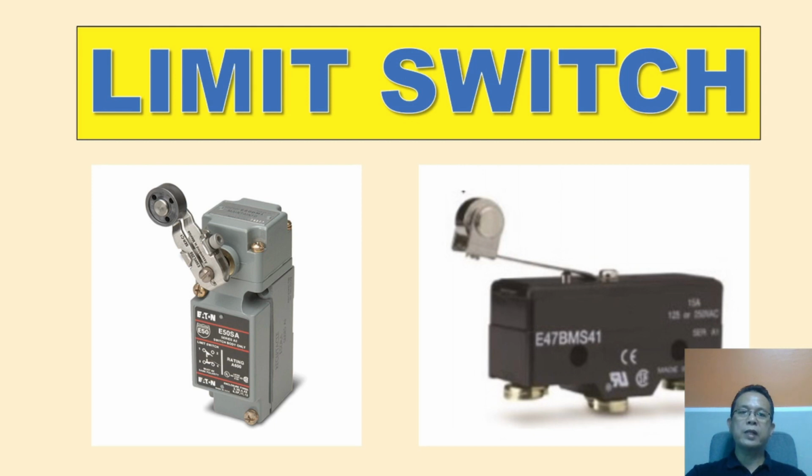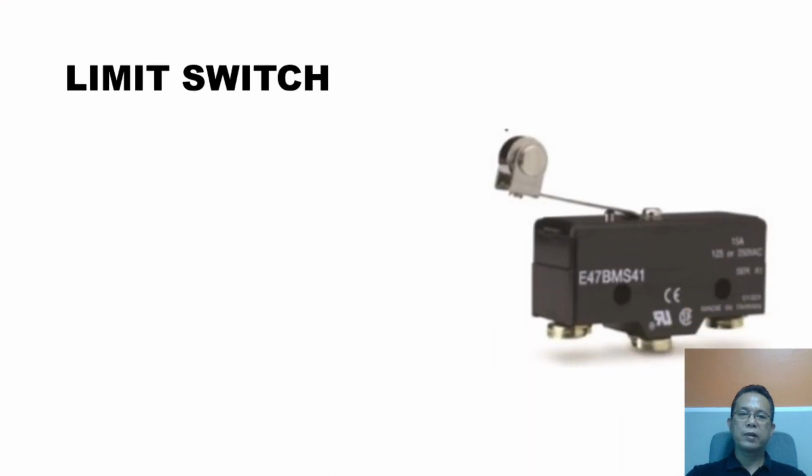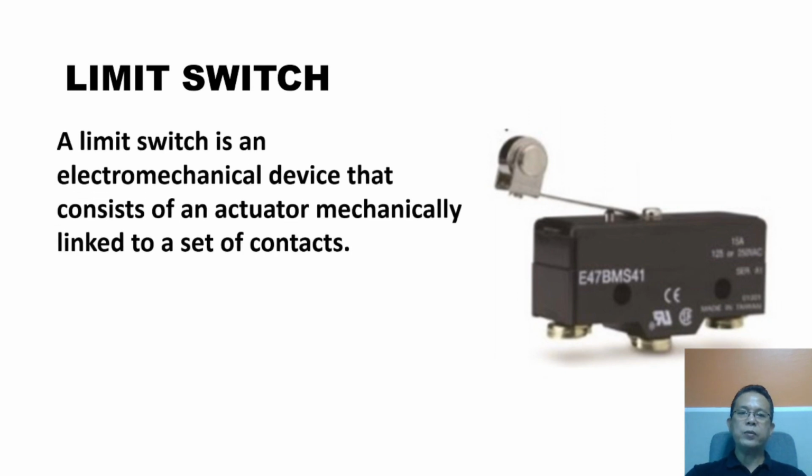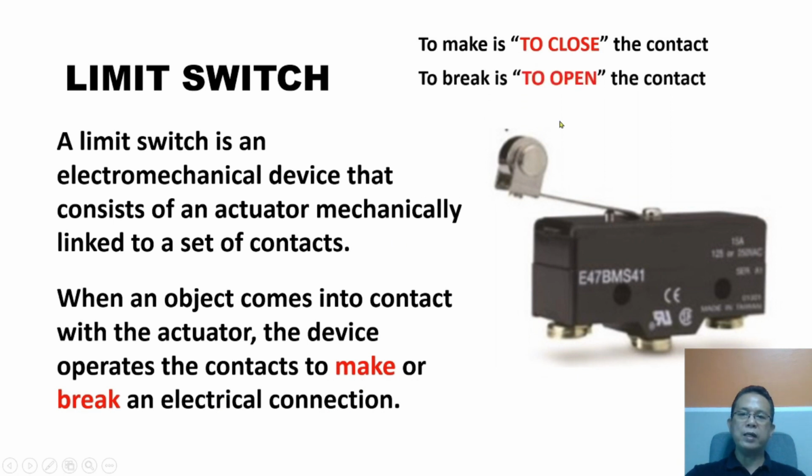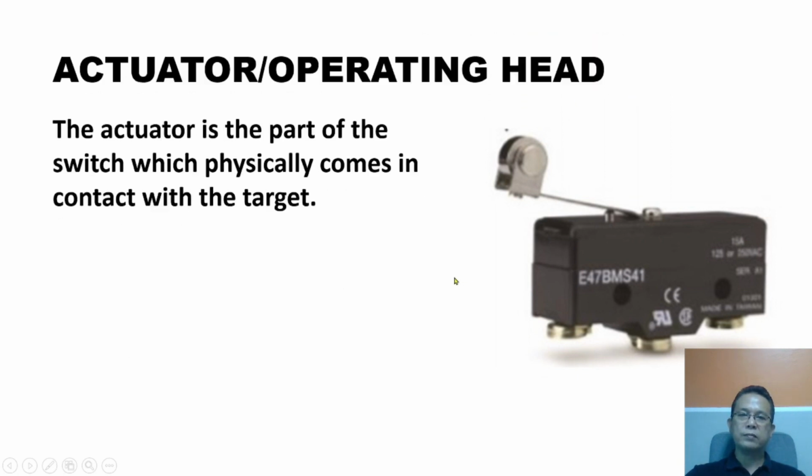Now we are going to discuss the limit switch. What is a limit switch? A limit switch is an electromechanical device that consists of an actuator mechanically linked to a set of contacts. When an object comes into contact with the actuator, the device operates a contact to make or break an electrical connection. So, to make here is to close the contact, and to break here is to open the contact.